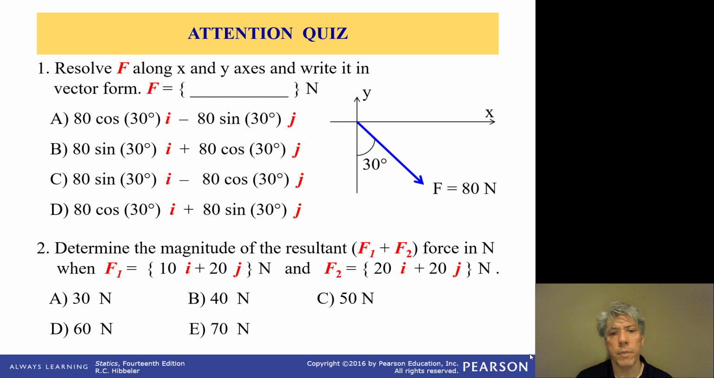Okay, 2. Determine the magnitude of the resultant F1 plus F2 force in newtons. So F1 is 10i plus 20j, and F2 is 20i plus 20j. Now they've set this up to make it easy. What do we need to do? Well, we need to add the components. So 10i plus 20i. Okay, that's the x component of F1 and F2. Well, that's easy. That's 30. And then we need to add the vertical components of F1 and F2. Well, both of those are 20. 20 plus 20 is 40.